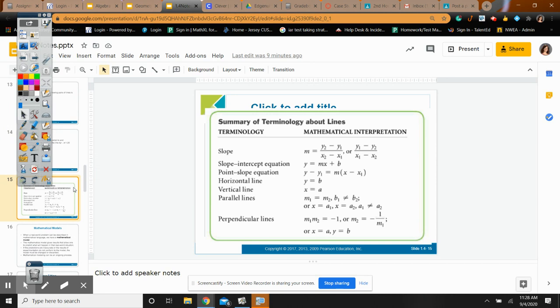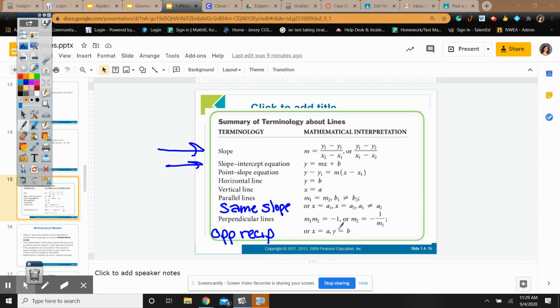Okay, what do we got here? So things you need to know. You need to know your slope, slope-intercept form. There's your point slope. Horizontal lines and vertical lines are special. And all these are telling you is that parallel lines have the same slope. It's telling you kind of in a fancy way. And perpendicular has the opposite reciprocal. When you multiply opposite reciprocal slopes, they give you the answer of -1.